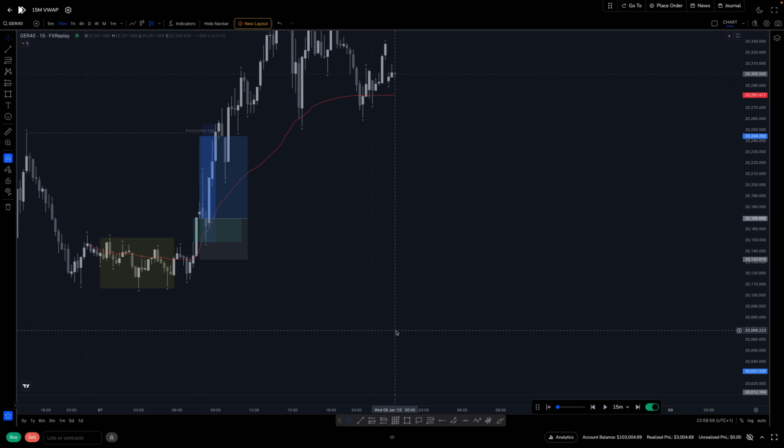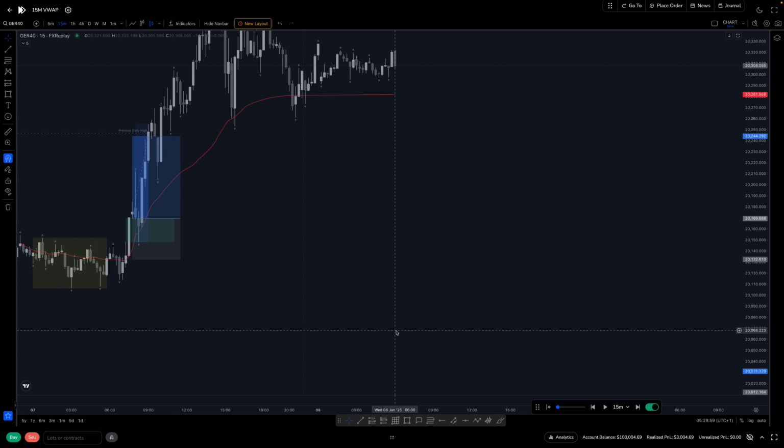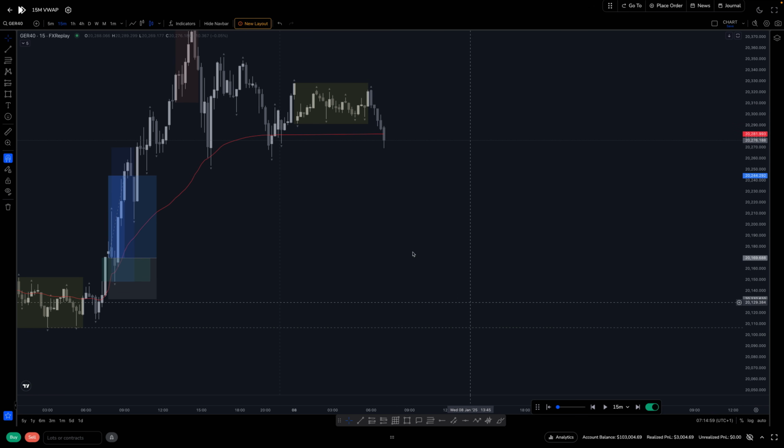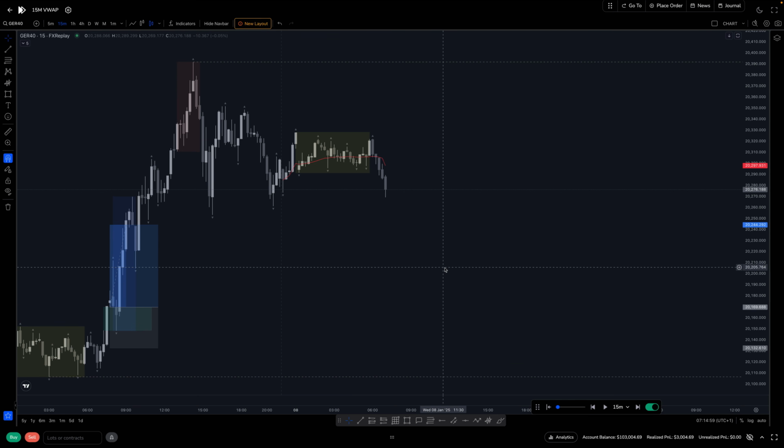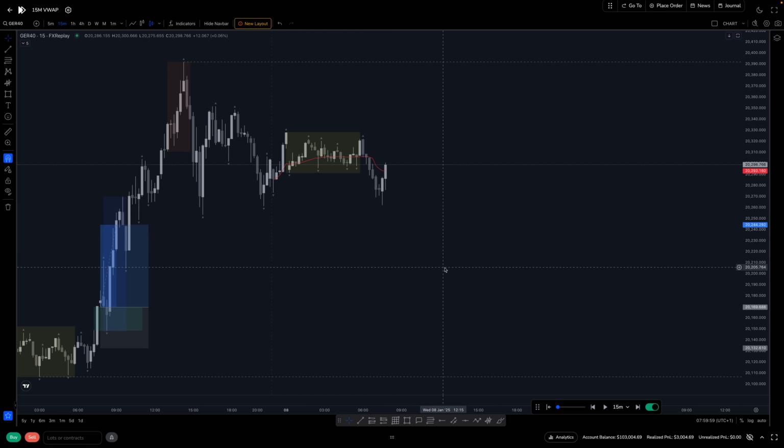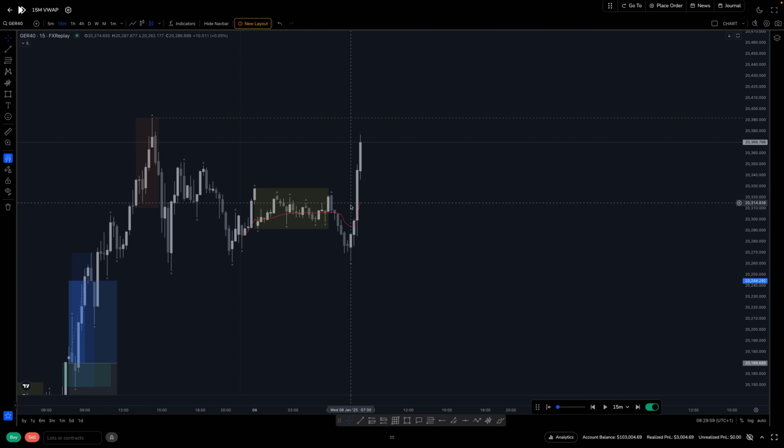So on to the next day here, we fast forward to around 7 AM and remove the previous day VWAP and also apply our new one. So again, very nice impulsive price action here. We've got our fair value gap. We're above the VWAP, so we're looking for longs.